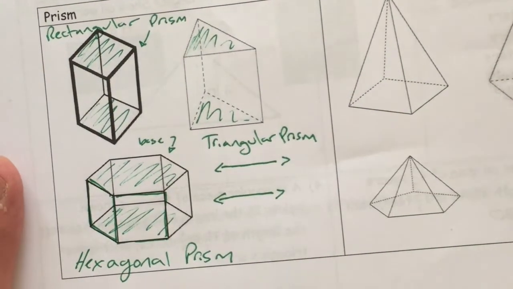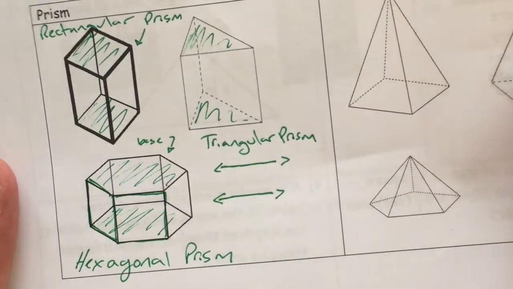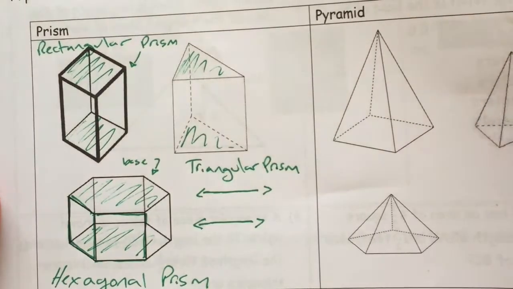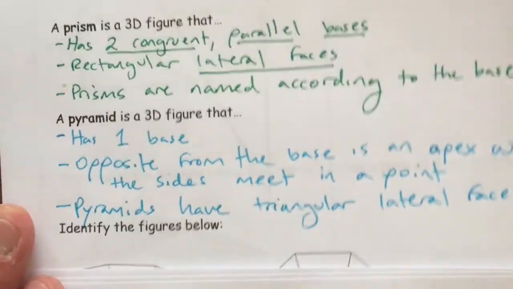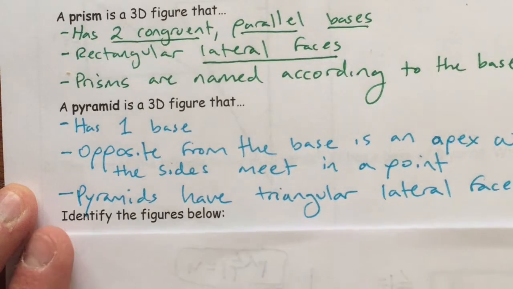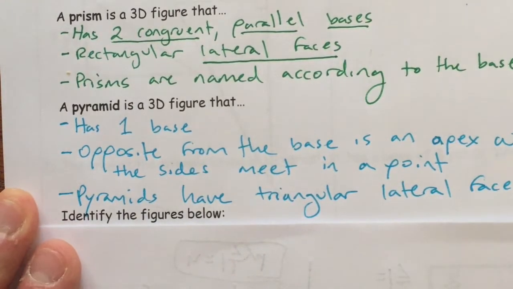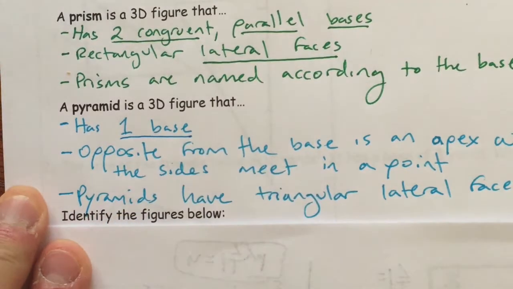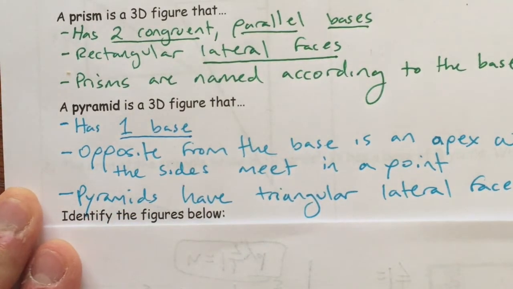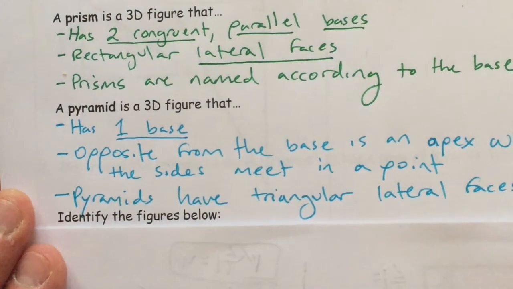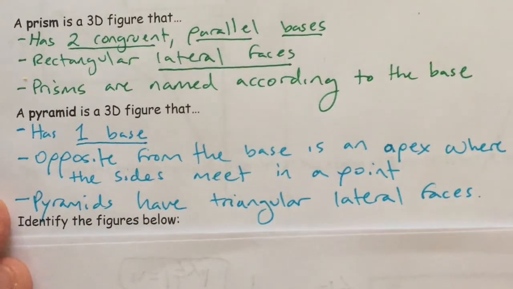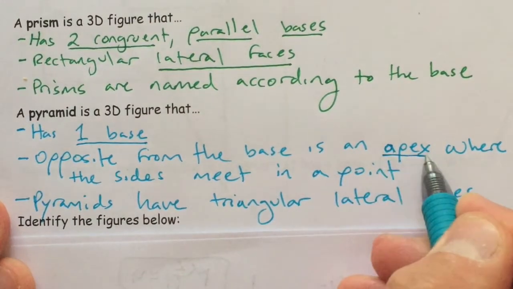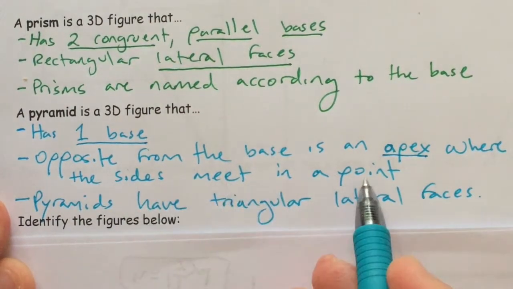Okay, so now let's look at the pyramids. You can probably already guess what the names of those pyramids are, but first let's define in a little more detail what makes a pyramid a pyramid. So a pyramid only has one base. If you look at those figures, each one of them only has one polygon at its base. In addition to the base, on the opposite side from the base is what is called an apex. That's where the sides meet in a point.